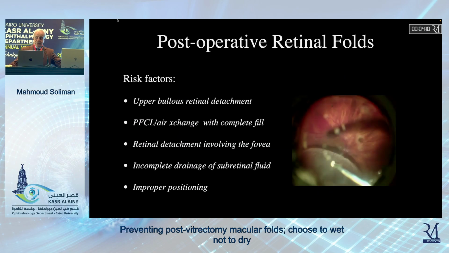What makes a macular fold happen? Well, there are certain risk factors. Most of these patients have an upper bullous retinal detachment, and you use PFCL to flatten the retina, then do a PFCL-air exchange. The retinal detachment has involved the macula or the fovea, and sometimes there is also a small amount of fluid in the periphery of the retina.